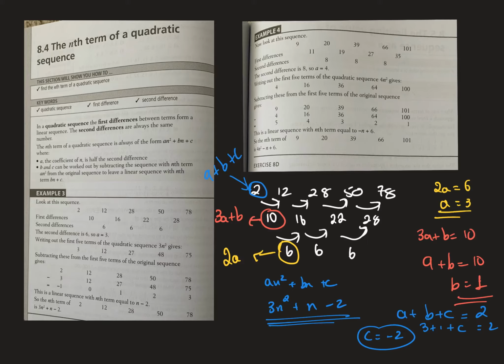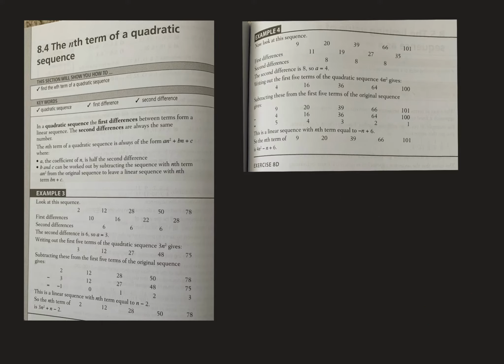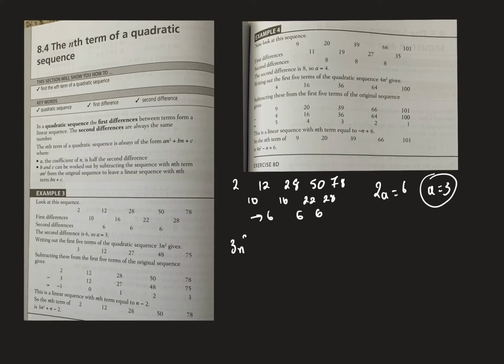Now let's see it in the form of a table. Even if you work it out using a table, you still need to start in exactly the same way. So 2, 12, 28, 50, 78. So you're working out the first difference and the second difference. Now the way you would actually start this question is, again, you're halving the second difference, because 2a is 6, so therefore a must be 3. So you know that the first part of our quadratic sequence is 3n squared. So you make a table.